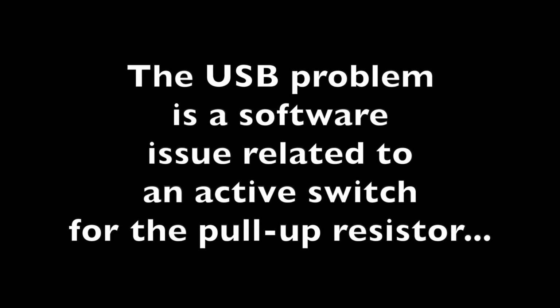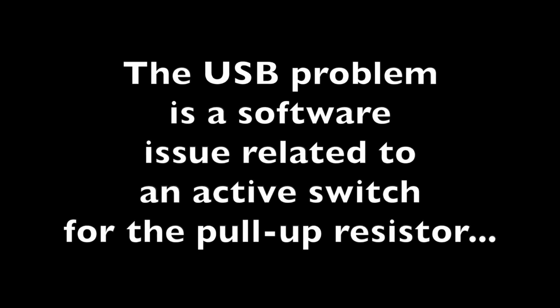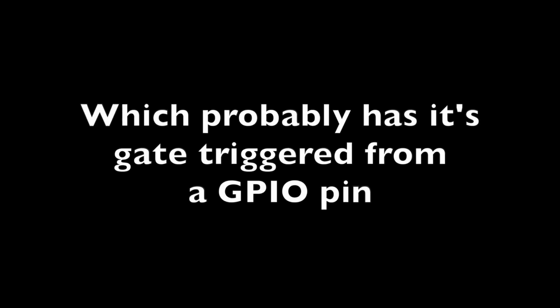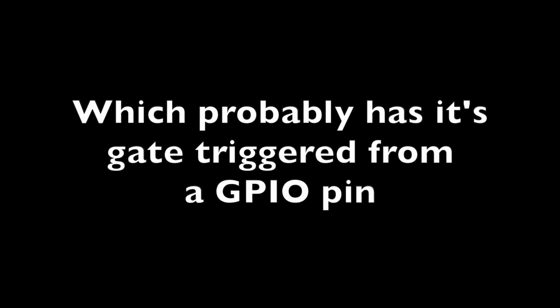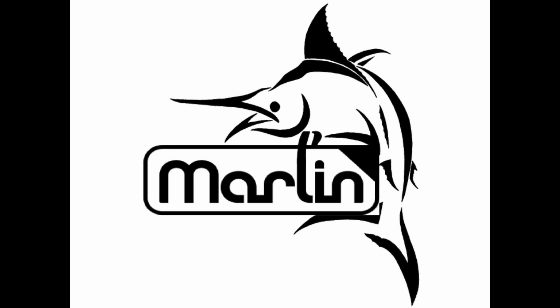That means the USB problem is a software issue related to an active switch for the pull-up resistor, which probably has its gate triggered from a GPIO pin, because that would make sense. And since we don't have the source for the bootloader and we don't know if there's an intermediate program, we'll have to go fishing around in the firmware just to see if that even exists, and also in the back library, the support libraries for the STM chips. But let's go ahead and look at some more questions we might have if we don't have a schematic reference, and these are just basic functionality of the board and things like that.